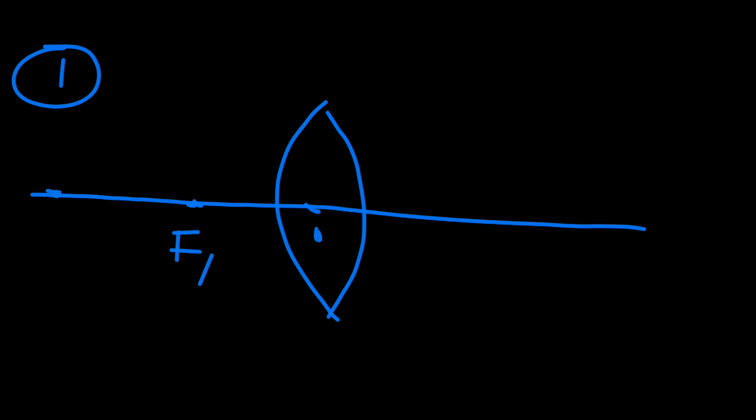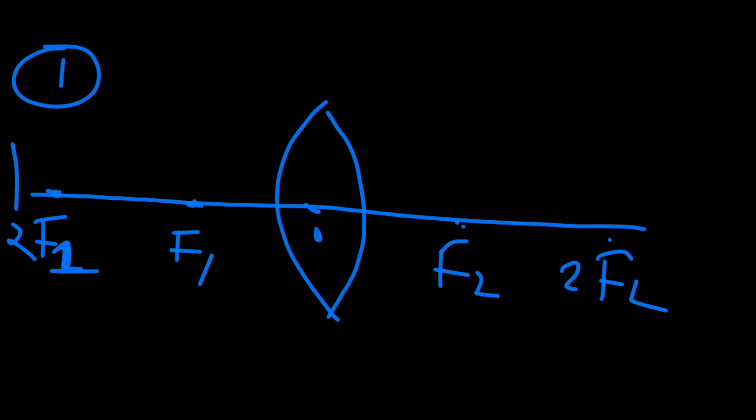Let's start with the first situation. In the first situation, let's say this is a convex lens. Let's draw a straight, imaginary line. That line we'll call the principal axis. Let's name the optical center. Let's mark the focus F1 and F2, and 2F1 and 2F2.